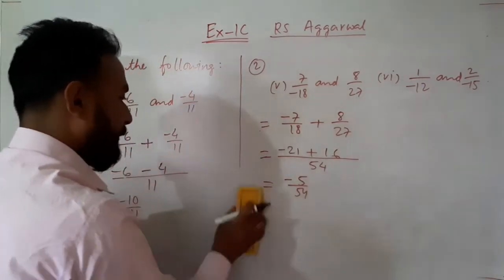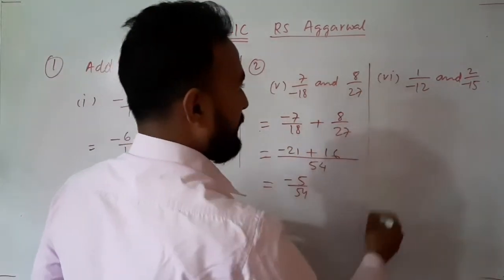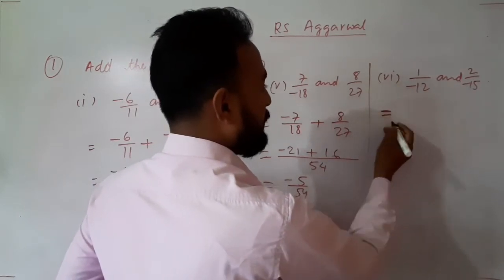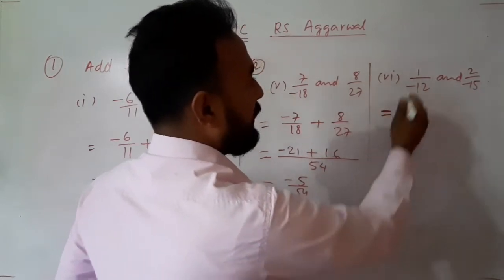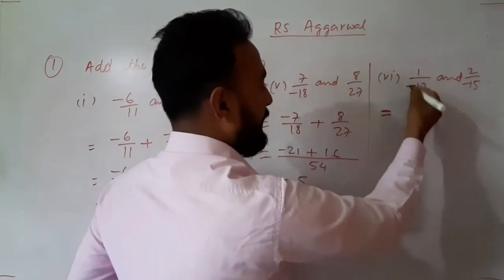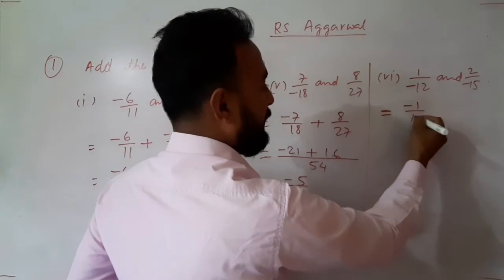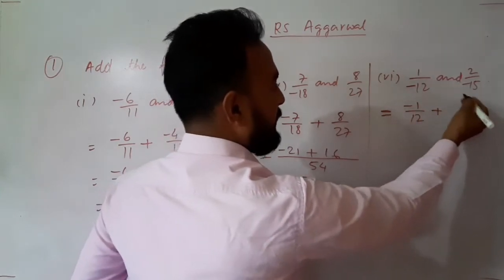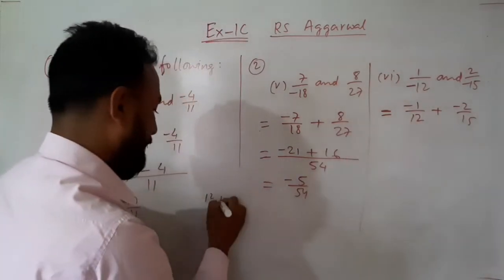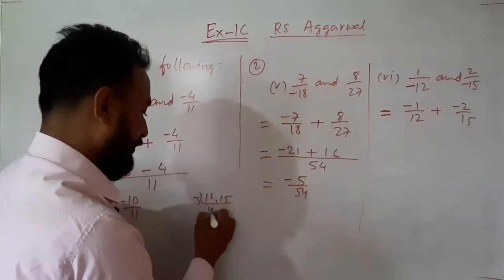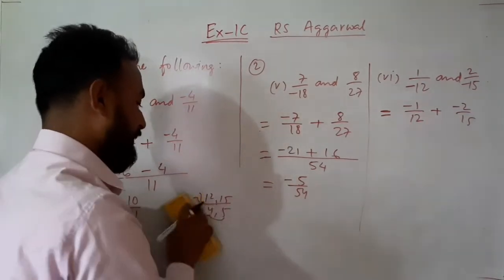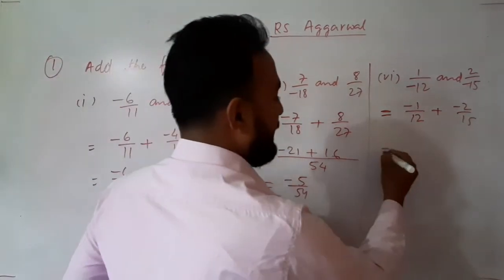So again, here you have given question number 6. As I told you, whenever you have given minus on a denominator, put the minus with the numerator, and here plus and minus 2 by 15. So take the LCM of 12 and 15. See, 3 4s, 3 5s, 5 4s are 20, 2 3s are 60. So 60 is your LCM.